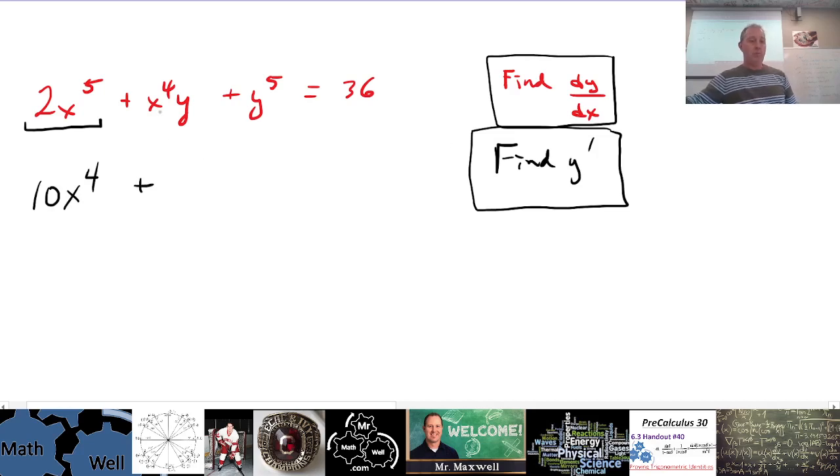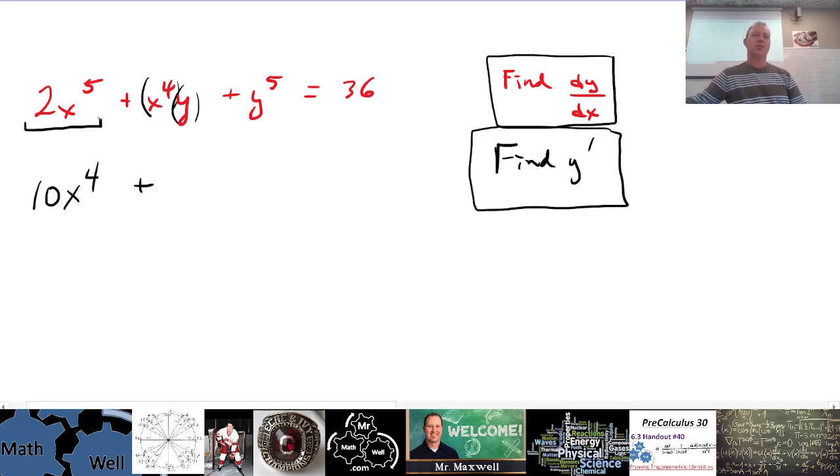Now, this one is a little more complicated because we have an x function, which has a preferred variable x, and a y function here, which is the non-preferred variable. So we have to do a product rule, and we have to remember that the derivative of x is 1, and the derivative of y is just y prime.